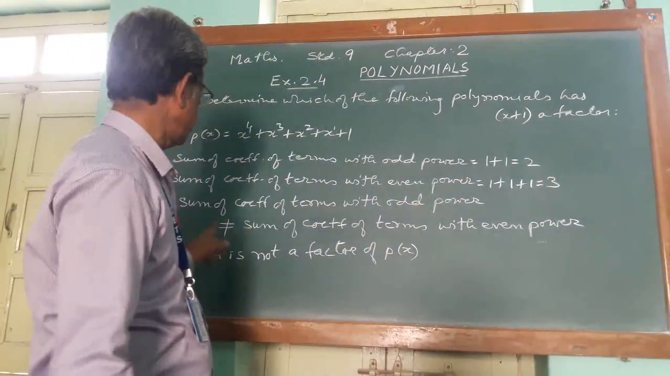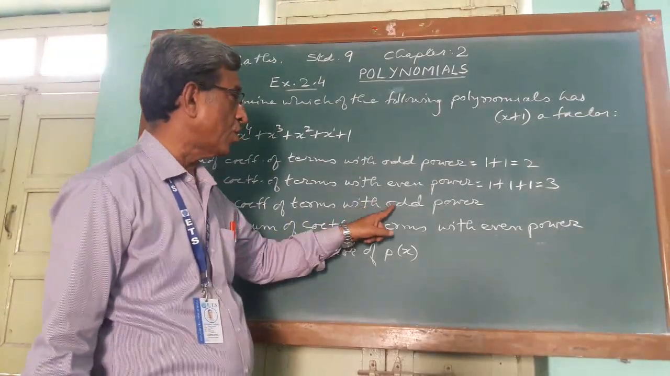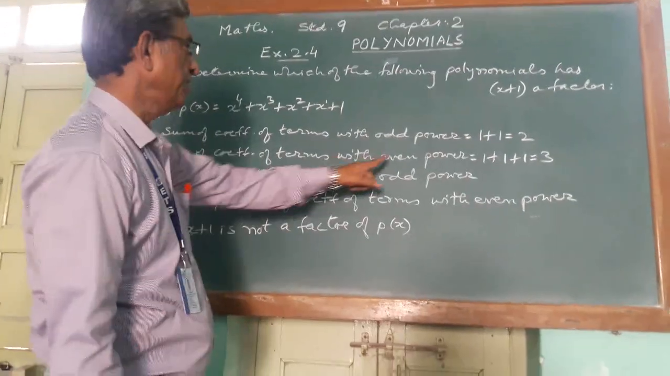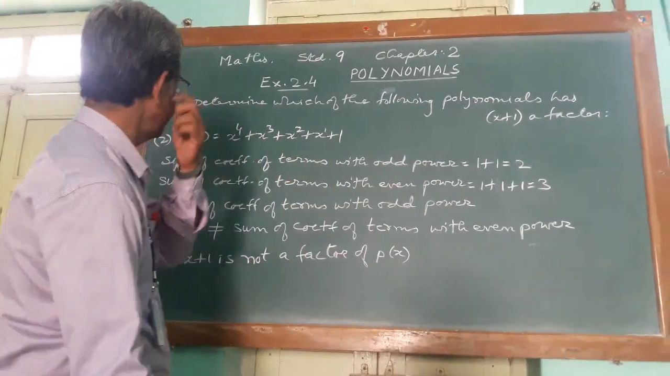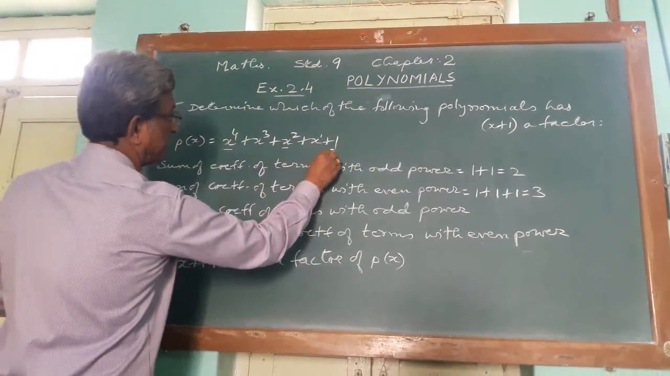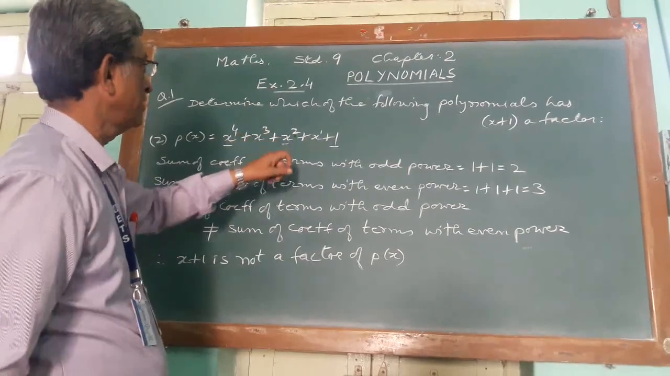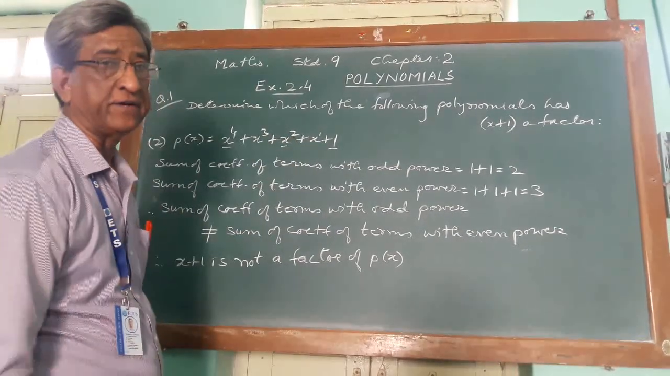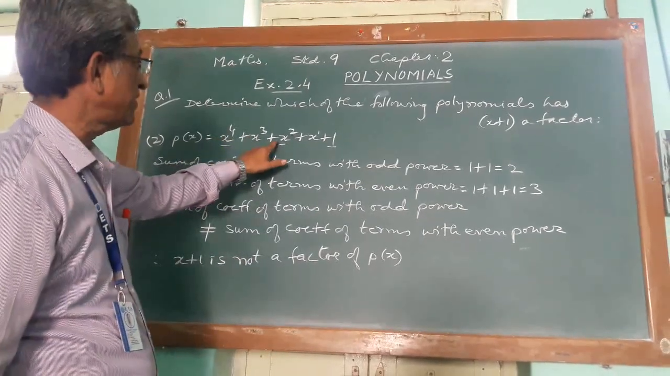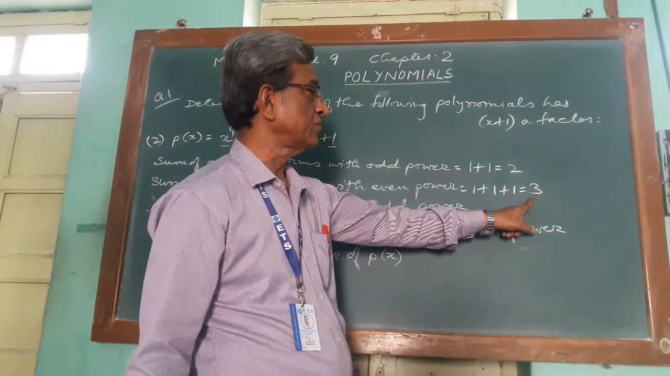Similarly find the sum of coefficients of the terms with even power. So this will be x raised to 4, x raised to 2 and the constant. These three have even power. So if you add their coefficients, 1 plus 1 plus 1, that is 3.